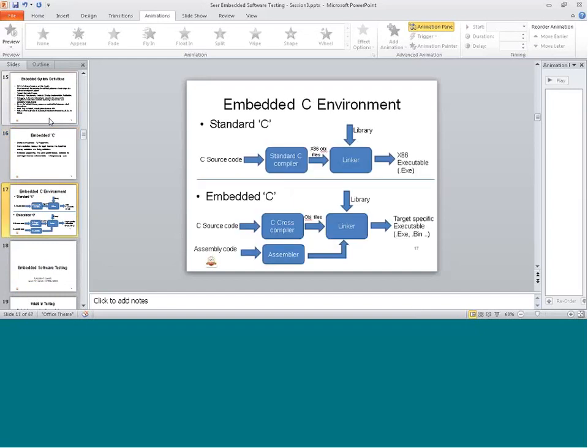And in that aspect we understood the standard C and embedded C differences, where we had the source code compiled using the host machine and then linked in the same machine to produce the x86 executable, which will be run on the same host machine. Whereas in embedded C, we have C as well as assembly code, cross compiled and assembled. And those object files are linked together to produce a target binary, then executables, etc., which will be run on the embedded system target.